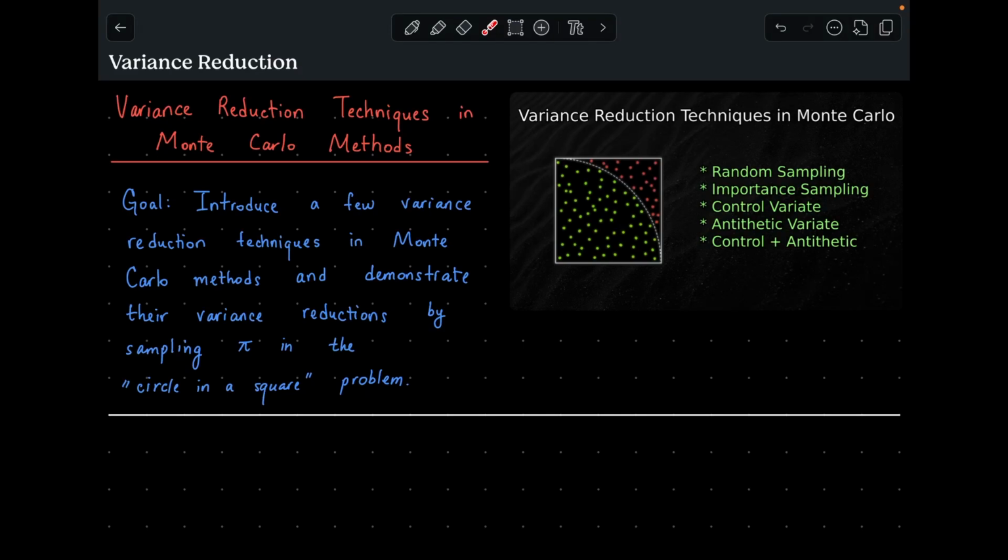Hey everyone! The goal in this video is to introduce a few variance reduction techniques in Monte Carlo methods and how they reduce the variance when estimating pi using the circle in a square problem.